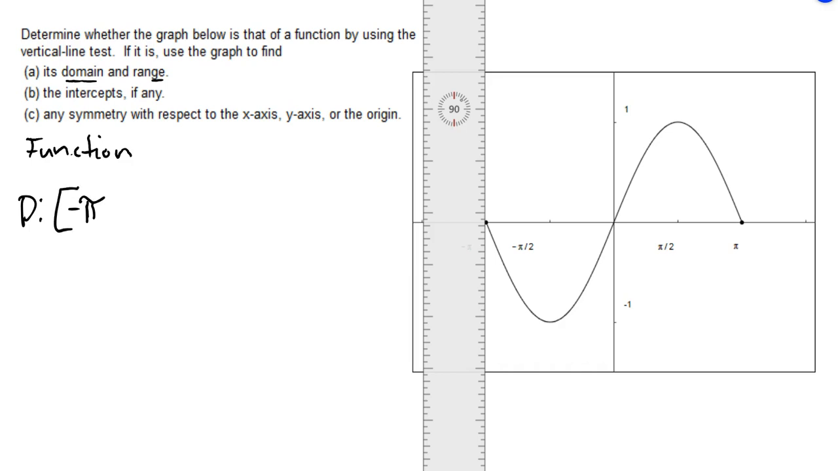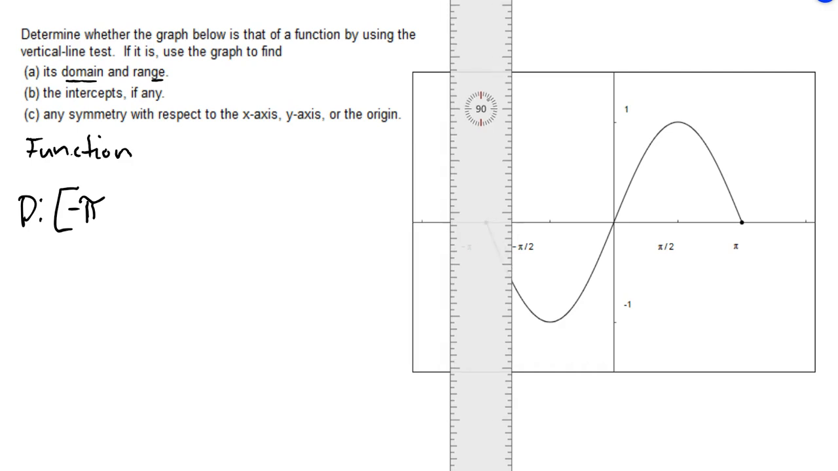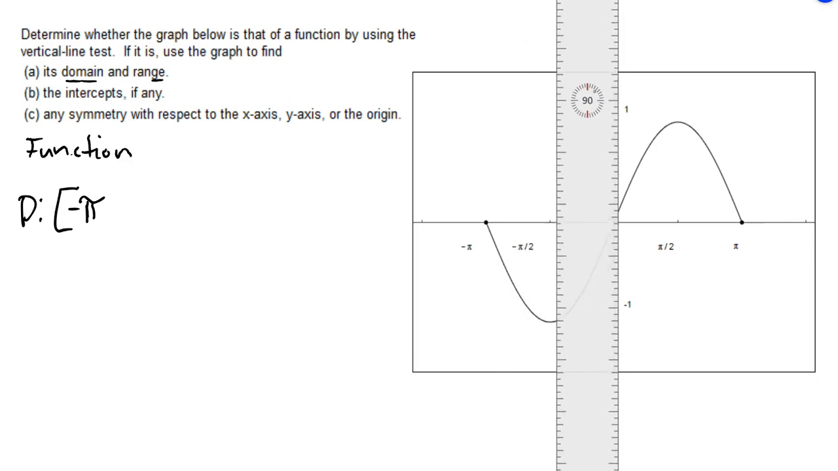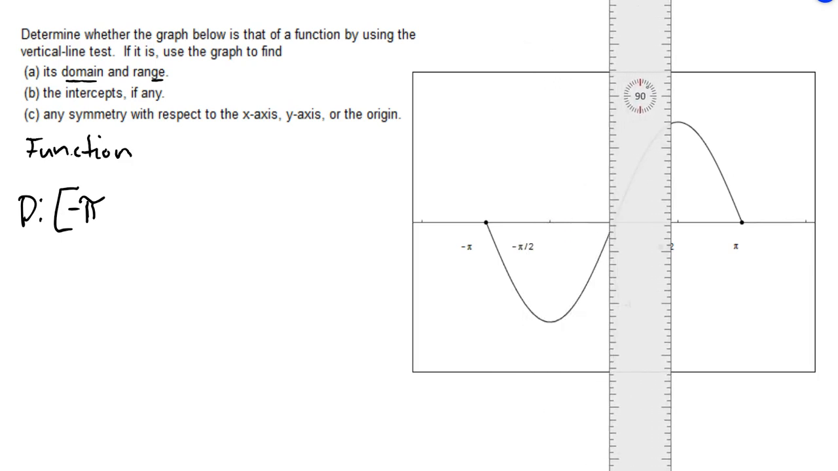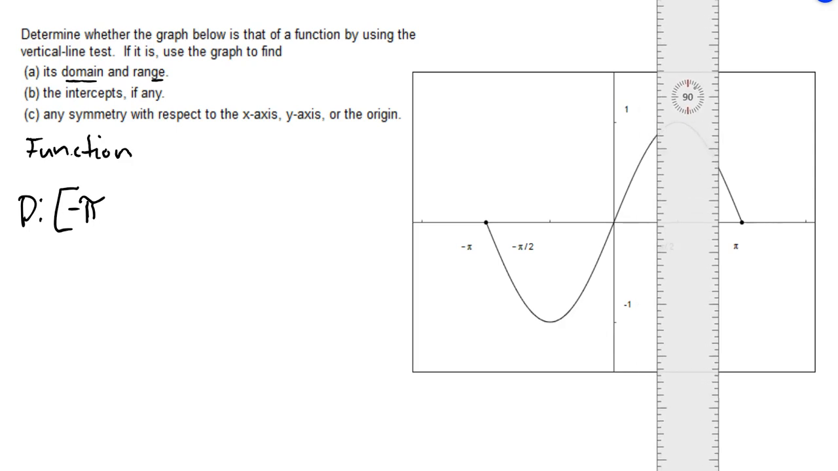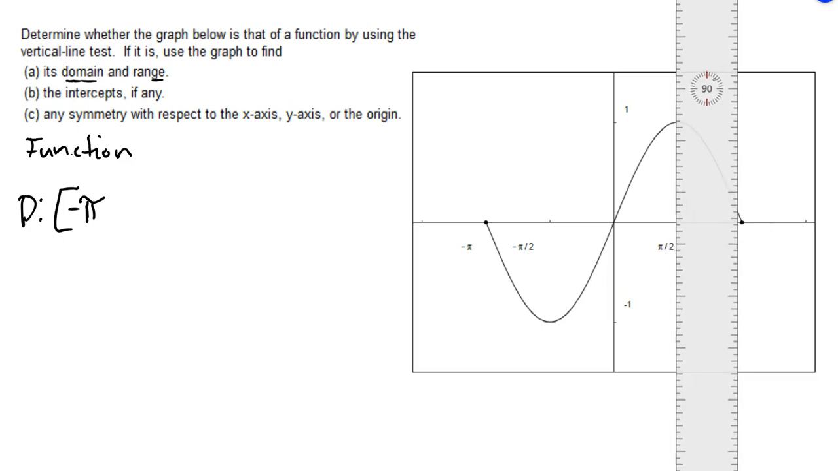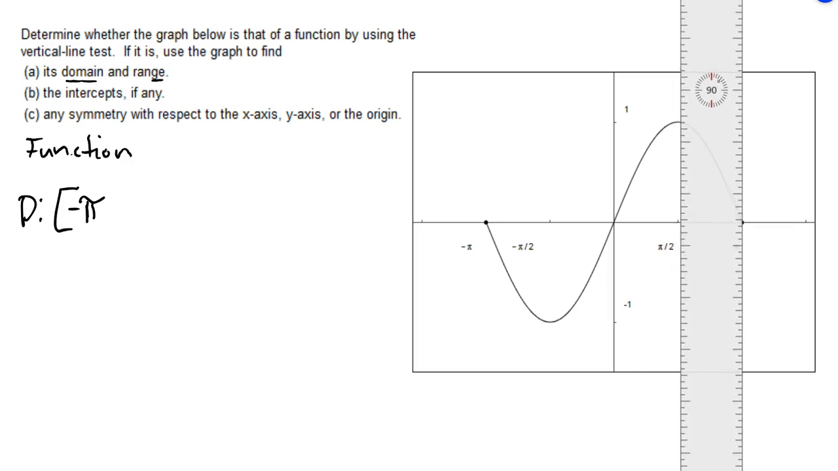So I'm going to use a bracket on that negative pi. And as I sweep from left to right, my ruler is still hitting the graph. So all of these values will be included in the domain, but we will stop right here at pi. That's the last time that the ruler will hit the graph. So my domain is from negative pi to pi.